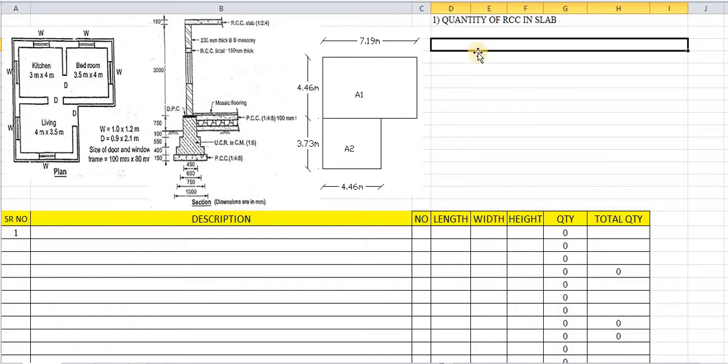So for the length of A1, how to find out the length? First we will divide this figure. I have given the notation A1. For that A1 we will find out first the length. The length of A1 will be starting from this point to this point, up to this point. We will cover the complete figure.